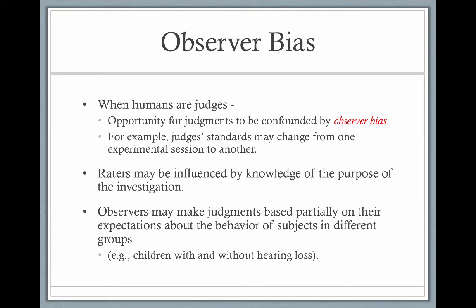Observer bias. When humans are judges, there is opportunity for judgments to be confounded by observer bias. For example, judges' standards may change from one experimental session to another. Raters may be influenced by the knowledge of the purpose of the investigation. Observers may make judgments based partially on their expectations about the behavior of the subjects in different groups. For example, biases toward children with and children without hearing loss.